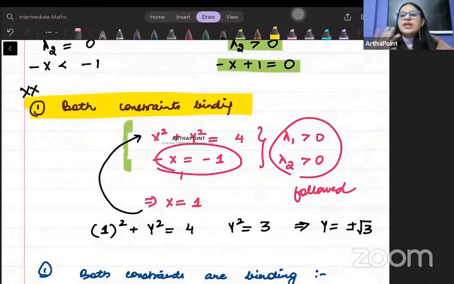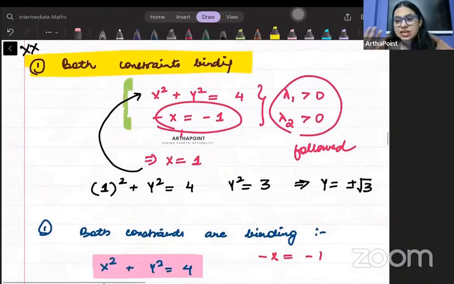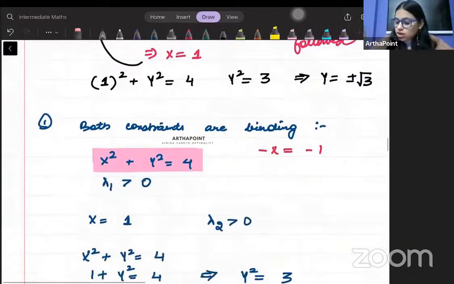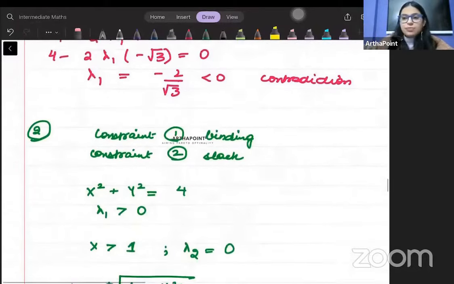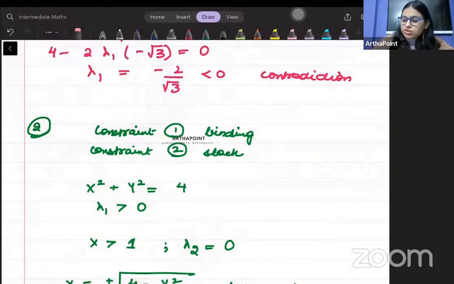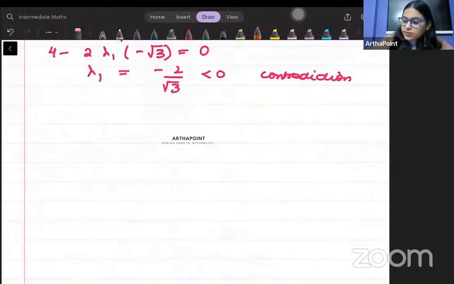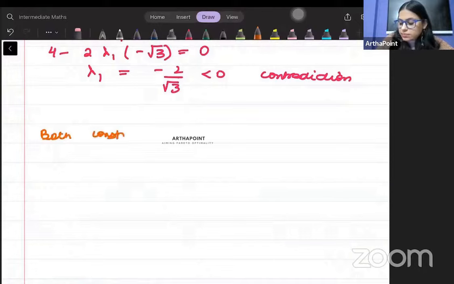Both constraints are not binding. Pehla case eliminate ho gaya. You have to check 4 cases in total. This is a very tricky question and this is the kind of question that will be asked in exam. ठीक है बेटा, तो हमने ये पूरा अब check कर लिया. Now let's go to the remaining 3 cases. So what are the 4 cases we have? Both constraints binding.